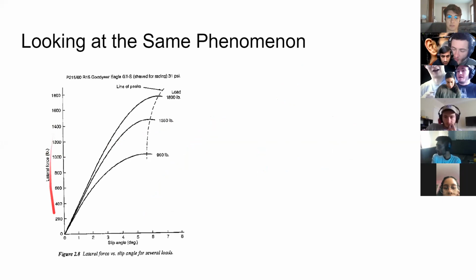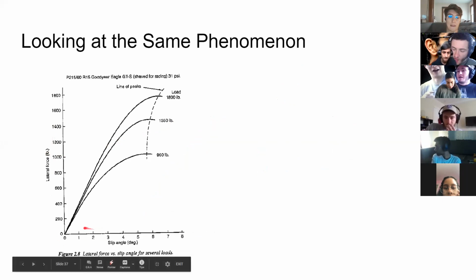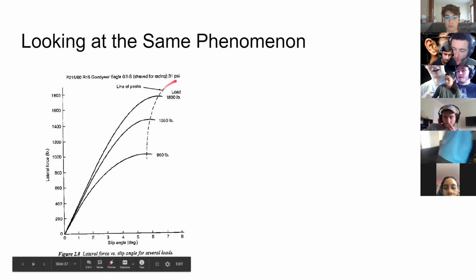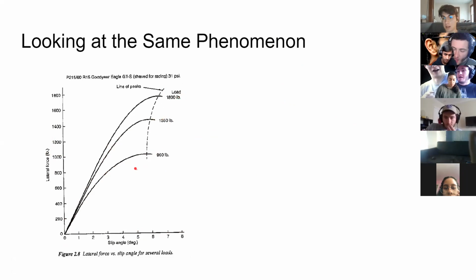So what we have here is a lateral force versus slip angle plot again, and we can see what this looks like for the different normal forces, or different loads, on the tires. There are 3 different lines plotted here, each for a different amount of normal force. The important thing to look at to see the same phenomenon is that at a slip angle of 5 for this 900-pound tire, we're looking at approximately 900 pounds of force, I would say.